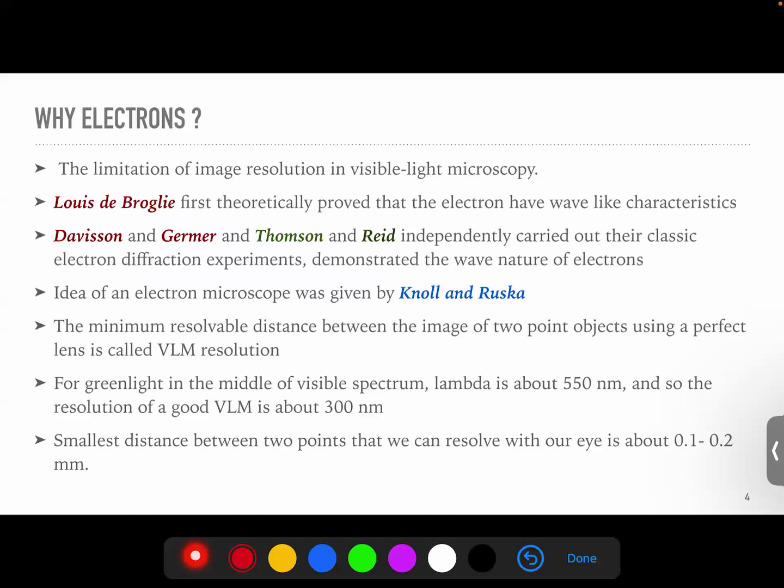Because when we use electrons, we can accelerate them and change the wavelength over a very wide range. It can go down to atomic size, which means 0.1 nanometer or 1 angstrom. If we are watching something directly with our eye, we can only resolve 0.1 to 0.2 mm. That's our image resolution. Our retina can only resolve this distance.